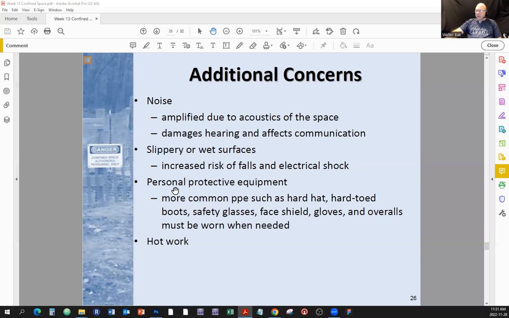Personal protective equipment. Sometimes you need certain types of equipment, sometimes you don't. It depends on the situation. More common PPE includes hard hats and hard-toed boots. Notice that I didn't say steel-toed boots, because instead of steel toes there can be carbon fiber protectors. Those boots are approved by the industry and tagged with a green tag or whatever other tag is needed. As long as you have the tag, that's it.